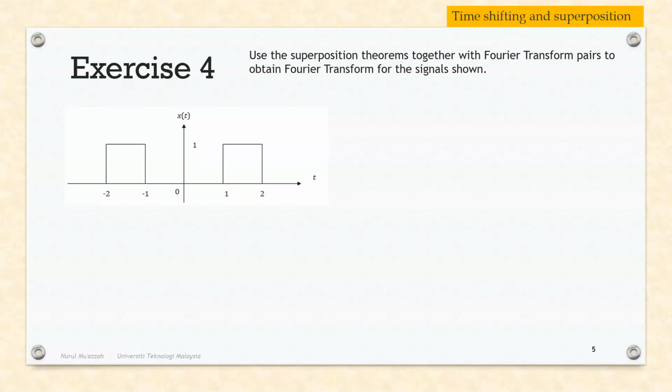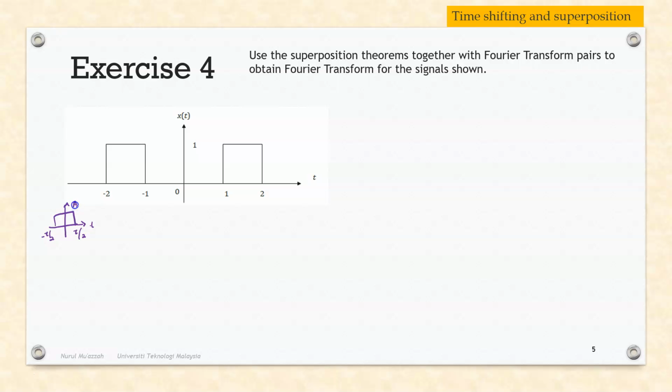Now for exercise 4, use the superposition theorem together with Fourier transform pairs to obtain the Fourier transform for the signal shown. This signal is based on the superposition of two rectangular signals. To find its Fourier transform, you need to find the equation for each individual signal. So we need to recall the original rectangular signal, which has a shape like this, running from negative tau over 2 to tau over 2.